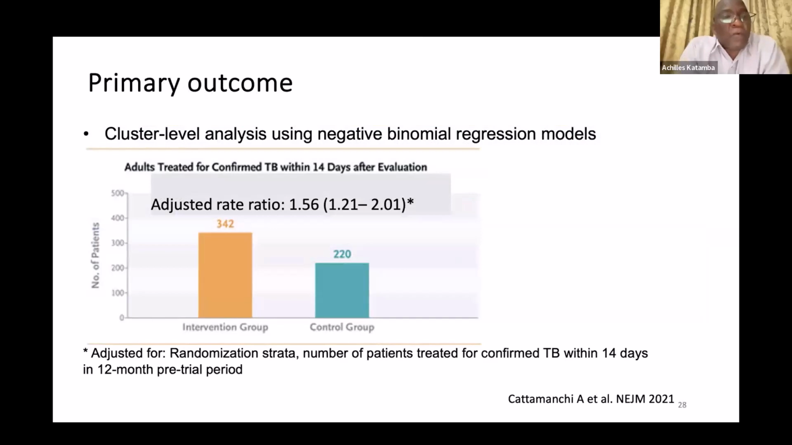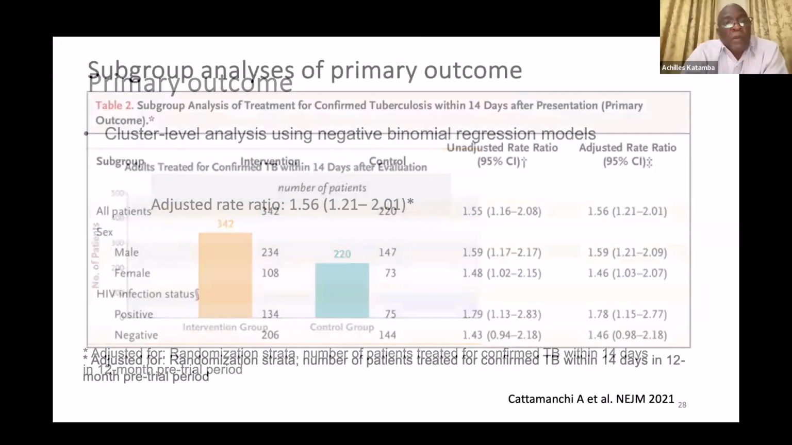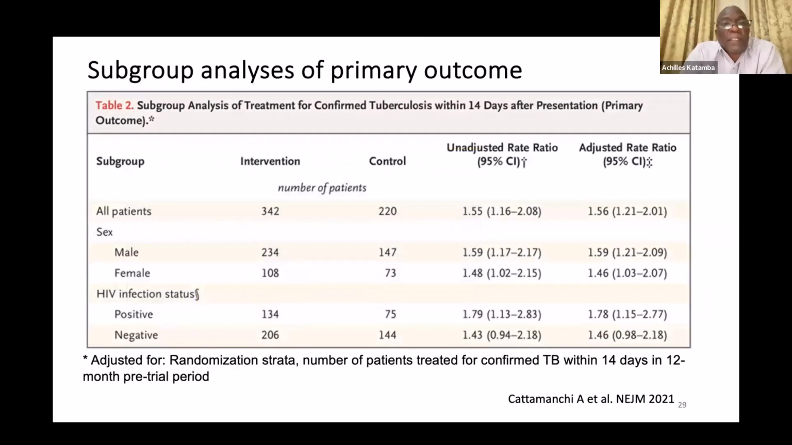On the primary outcome, we see that people who received the multi-component intervention were 56% more likely to be treated for confirmed TB within 14 days of evaluation as compared to those in the control. Even when we looked at the subgroup analysis of the primary outcome, even among males, it was 59%. Among females, it was 46% more likely to be treated in the intervention as compared, except for the HIV negative, where it did not reach statistical significance, but was still a higher number of people.